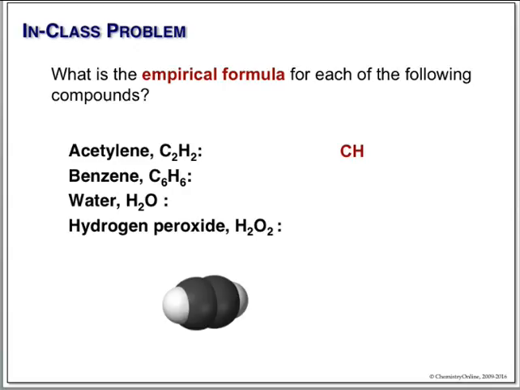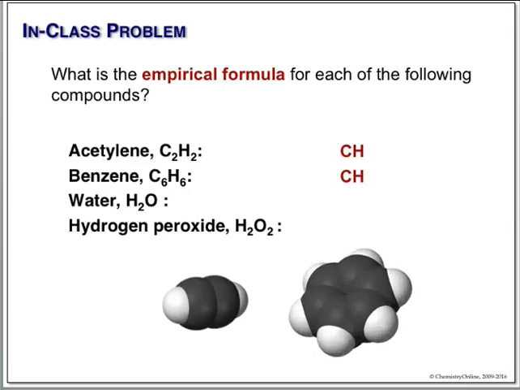Next compound is benzene, C6H6. What's the lowest whole number ratio? One carbon, one hydrogen. This is what benzene looks like. Nice ring of six carbons and six hydrogens. How about water? What's the empirical formula for water? Well, this is the lowest whole number ratio, isn't it? Can't go any lower and keep them whole numbers. Finally, hydrogen peroxide. Two hydrogens, two oxygens, what is it? It's simply OH.